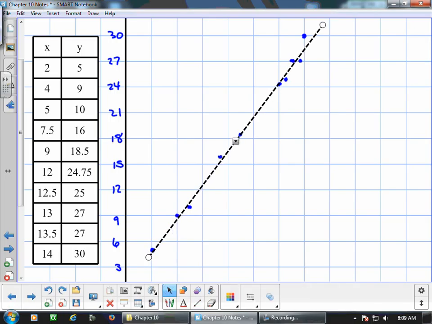Now, it doesn't have to pass through any of the points that you plotted. Okay? You could have a best fit line, and a lot of times you probably do have a best fit line that never hits exactly on any of the points from the data. Maybe something like that.